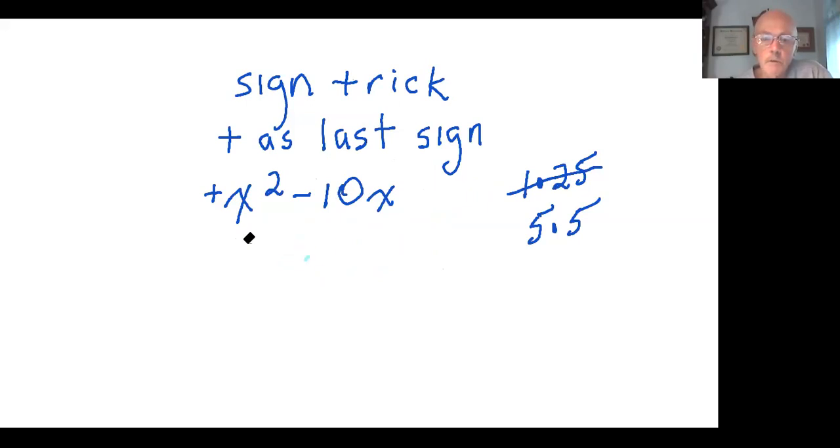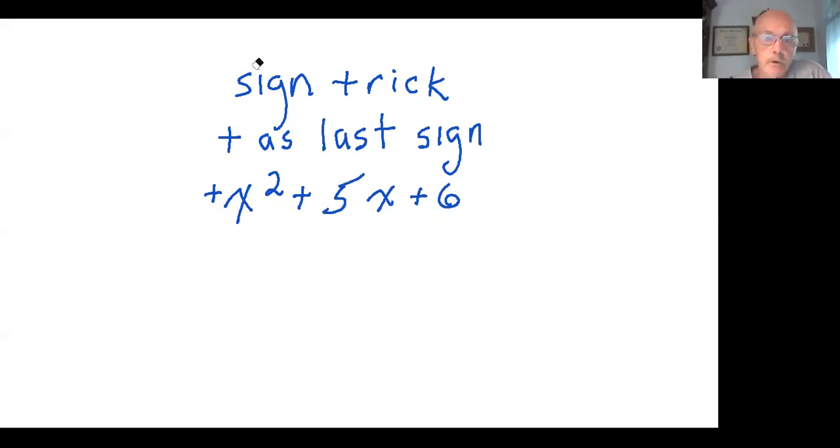Why don't we just do something with, how about a plus 5x in the middle, and a plus 6 right here. If we put our parentheses down here, of course, you would always check for a greatest common factor first before you start to factor. But there's no greatest common factor here. And again, let's put the x and let's put the x.